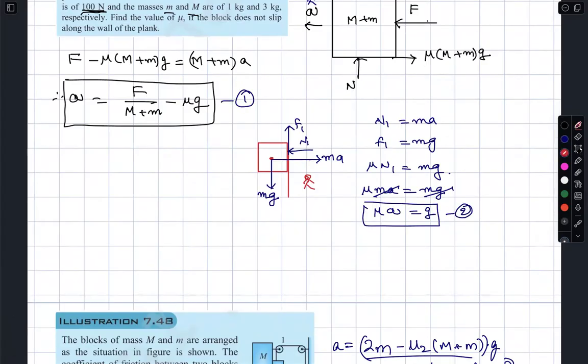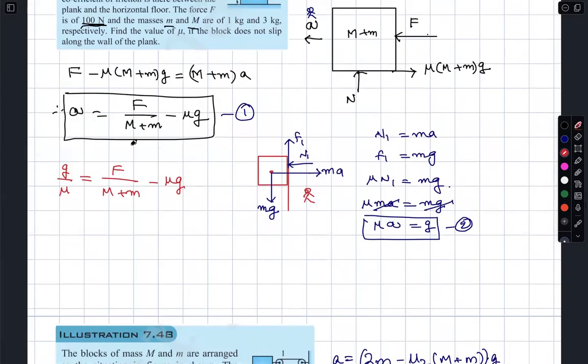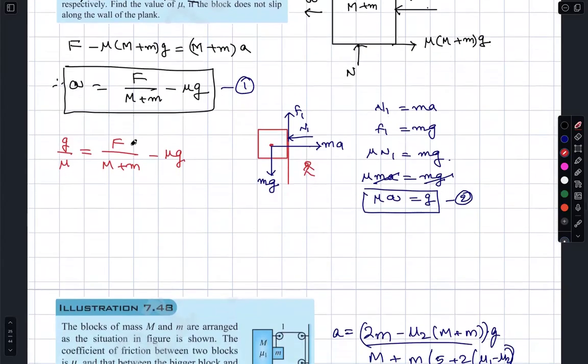Now change the column. Now using 1 and 2 you can write as... So, what do you want? Find the value of mu, no issues.